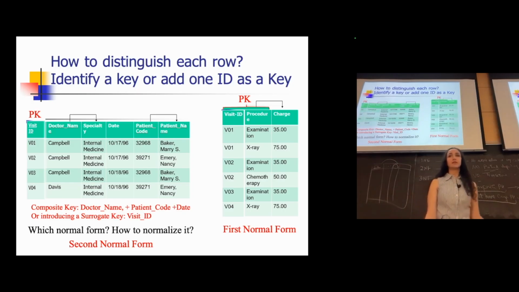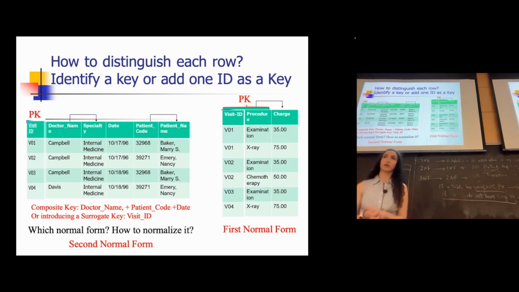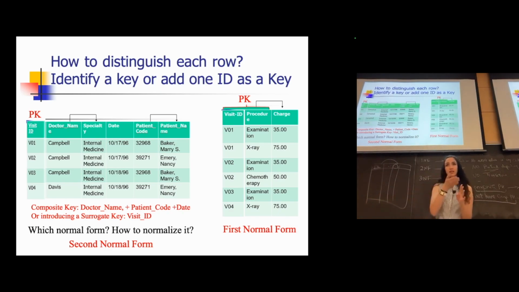Can we have a partial dependency when we have a composite primary key? Yes, we can. And do we have a partial dependency here? Yes. Between charge and procedure. Great, exactly. Because each procedure has a specific price, right? For example, X-ray has some price. I don't know, chemotherapy has another price. So by telling the procedure name, you can identify the price. So there is a partial dependency between charge and procedure, and so it's not in 2NF, right? There is a partial dependency and it's not 2NF.